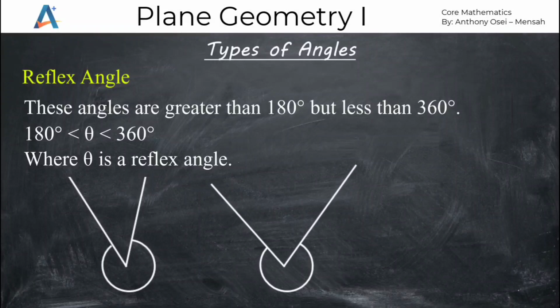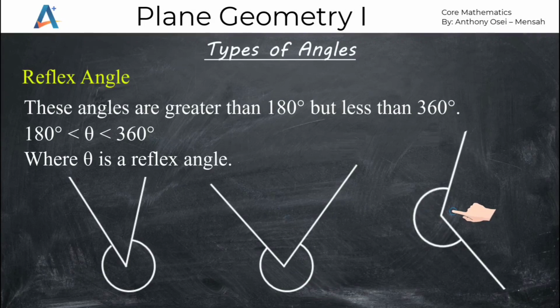So if, let's say, the obtuse angle is here, you ignore that and then take it from the other side. That becomes your reflex angle. So another example is this. This one here is the angle, then the reflex angle is here. So that becomes a reflex angle.